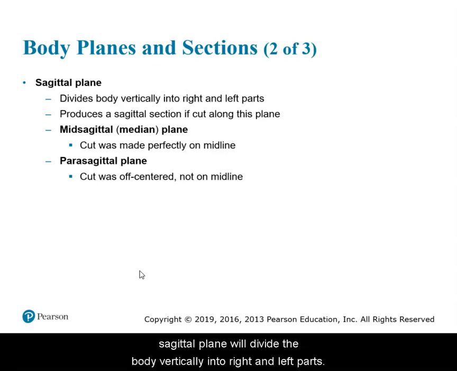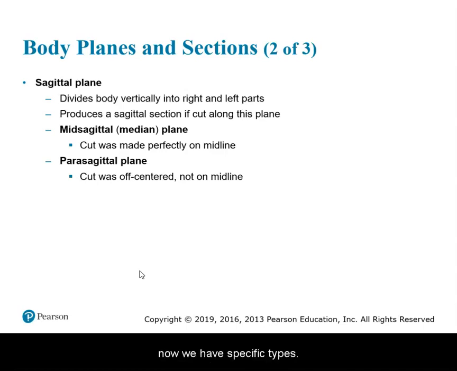The first body plane we'll talk about is the sagittal plane. So the sagittal plane will divide the body vertically into right and left parts. This produces a sagittal section if cut along this plane. Now we have specific types of sagittal planes. For example, the mid-sagittal or median plane will divide the body perfectly into equal right and left halves. Okay, so this cut was made perfectly on the midline. A parasagittal plane, however, was actually made off-center and not on midline, so you're not going to have equal right and left halves. However, it's still cut so that it divides the body into right and left.